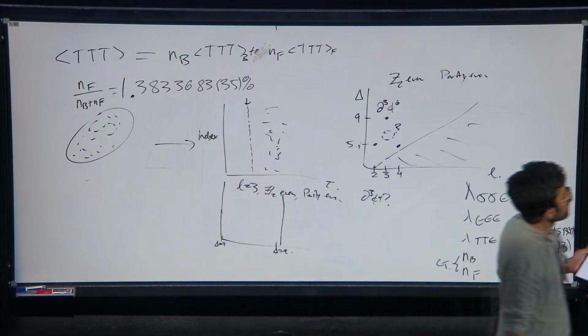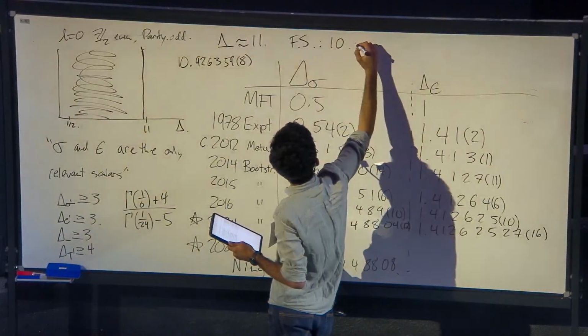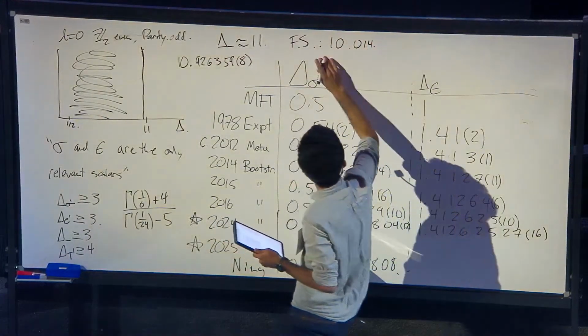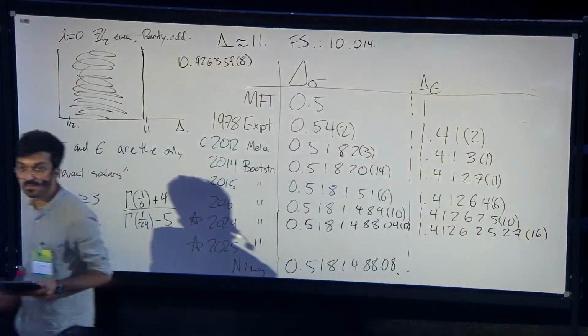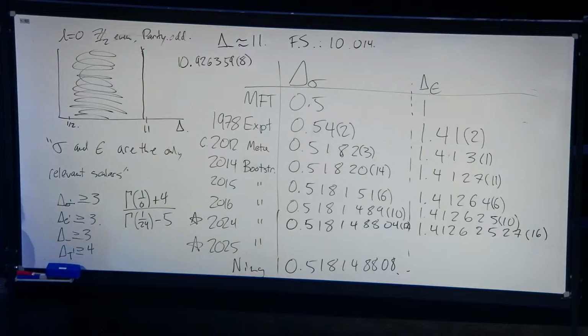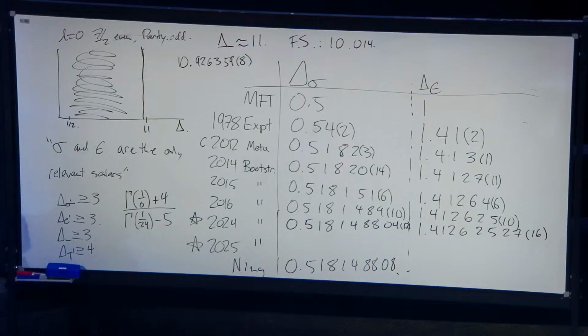By the way, it's also worth mentioning that the fuzzy sphere determination of this was roughly 10.01. I think they reported this, but I wouldn't hold them to it. This is a hard thing for them to resolve. But just to say that we're closer to the field theory expectations of 11.